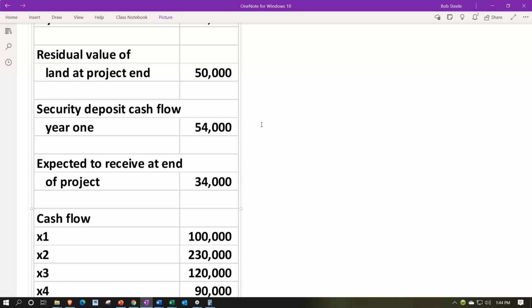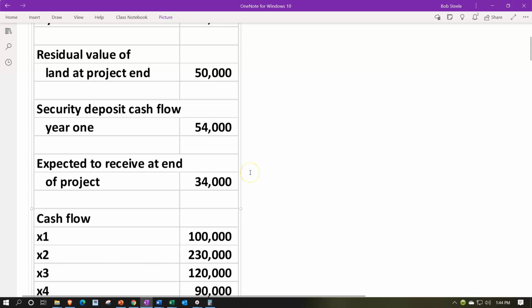We have the security deposit cash flow in year one, meaning we're going to put in another $54,000, which we're going to say is like working capital, or you could think of it kind of as a security deposit that we'll put down. We expect to receive that back in the future, and so that's going to be a cash flow out up front. We're going to say that we expect to receive at the end $34,000 of that $54,000.